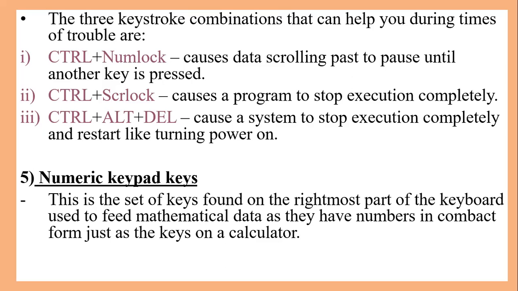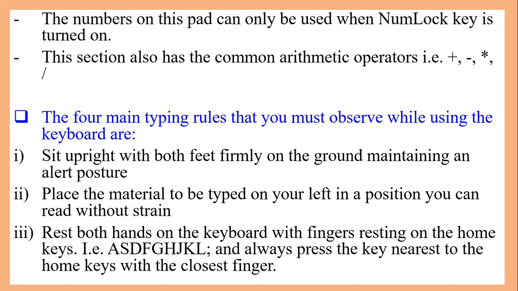The fifth category of keys found on a keyboard is called the numeric keypad keys. This is the set of keys found on the rightmost part of the keyboard used to feed mathematical data, as they have numbers in compact form, just like the keys on a calculator. The numbers on this pad can only be used when the Num Lock key is turned on. This section also has the common arithmetic operators, such as plus, minus, multiplication, and division signs or symbols.